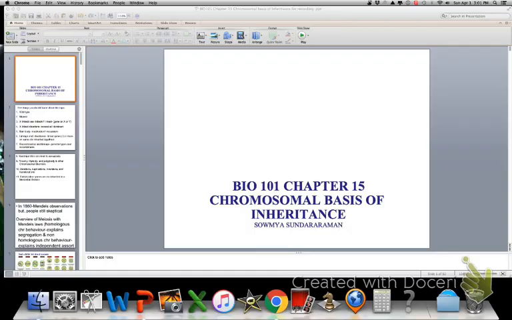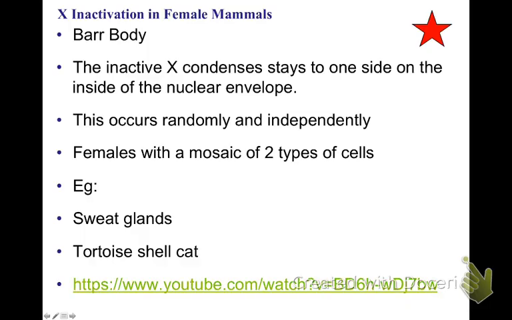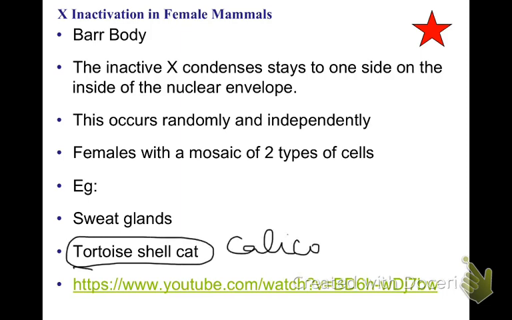Okay. Sorry about that. I hope that video was useful in understanding what is a Barr body and what is mosaicism. The examples they used for us were the tortoiseshell cat or the calico cat, and in human beings the example is the sweat glands, these genes being present in the X chromosome.